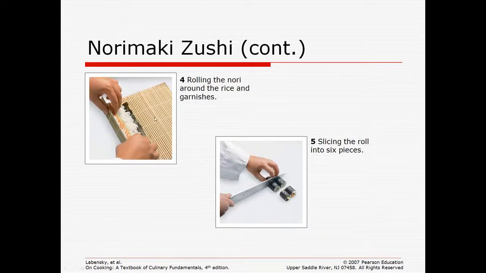The mat you're using is a bamboo mat, and you roll it up very, very tightly, and then you simply slice it into your sushi rolls. Now for class, you will be making a California roll, and we have a whole separate video for that. All right, thank you.